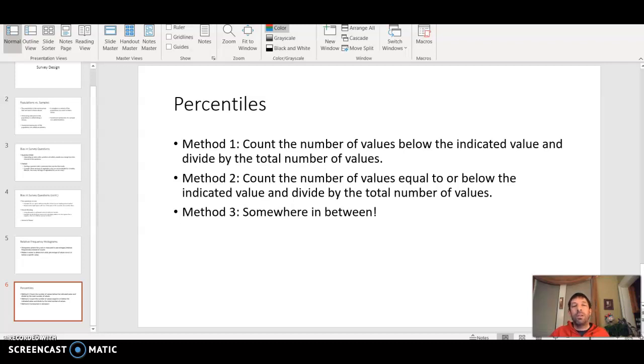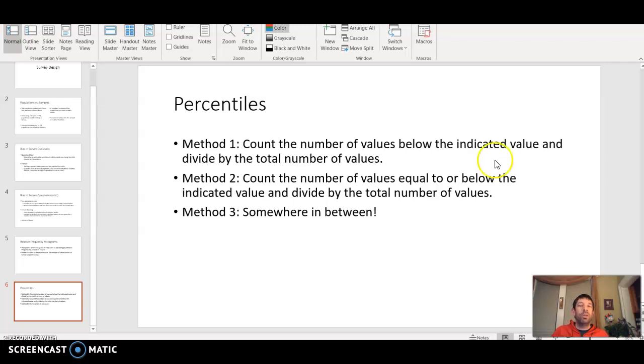The first method is to count the number of values that are below the indicated value and divide by the total number of values. So for example, if I had 20 values and I put them in numerical order, lowest to highest, and I was looking at one of the values in particular, and 16 of the values were below that value, 16 out of the 20, 16 divided by 20, 80%. So the percentile for my value would be the 80th percentile.